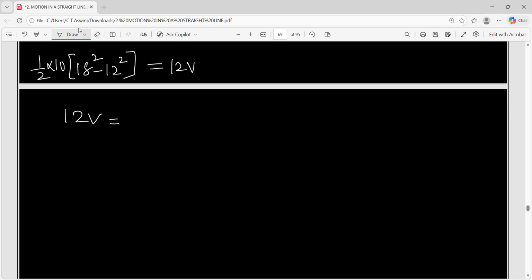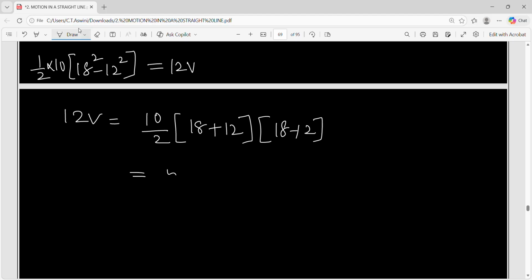Now can I write 12v is equal to 10 by 2, 18 square minus 12 square. It is in the form of a square minus b square, right? So I can write it as a plus b into a minus b. So this is 5. This is how much? This is 30, into 6. So simplify this.